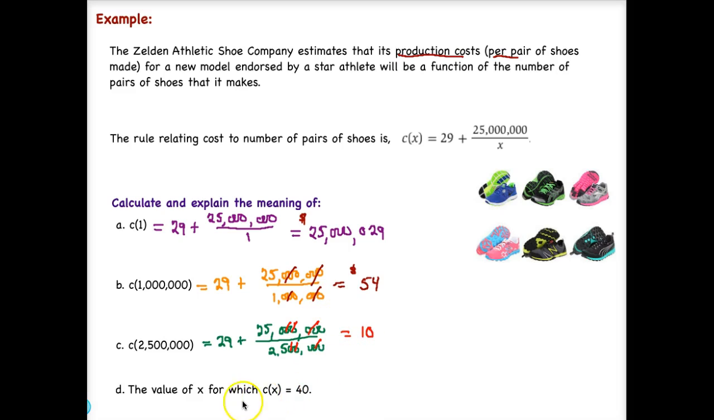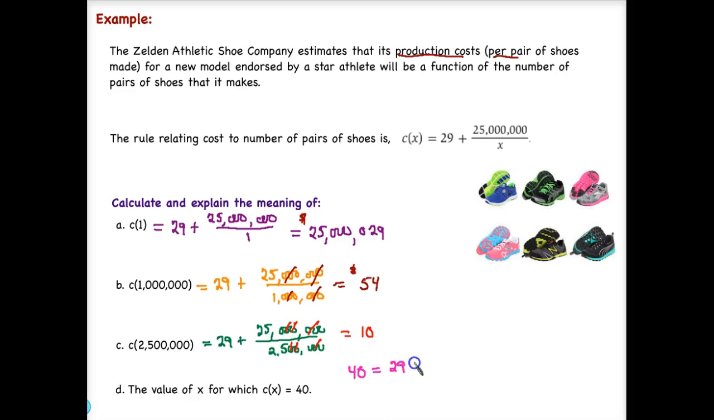For our last one, we want to know the value of x for which C of x equals 40. Again, pause the video, think about what this means, and try to make an estimate. Well, what we're looking for, what this 40 represents, is actually the production cost per pair of shoes. And we know it's going to be somewhere between 1 million and 2.5 million shoes, maybe closer to the 1 million. But how can we then find this algebraically? Well, here's our equation. What we're saying is we need for our cost per shoe to equal 40. We calculated what it equaled on the other ones, but now we know what we want it to equal.